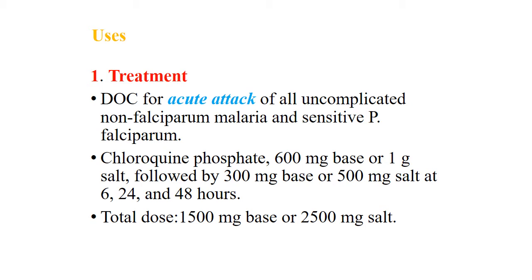Now, the clinical uses of chloroquine. For treatment, it is the drug of choice for acute attack of all uncomplicated non-falciparum malaria and sensitive Plasmodium falciparum malaria. Chloroquine phosphate is given in a dose of 600 milligram base or 1 gram salt, followed by 300 milligram base or 500 milligram salt at 6, 24, and 48 hours. Total dose of chloroquine equals 1500 milligram base or 2500 milligram salt.